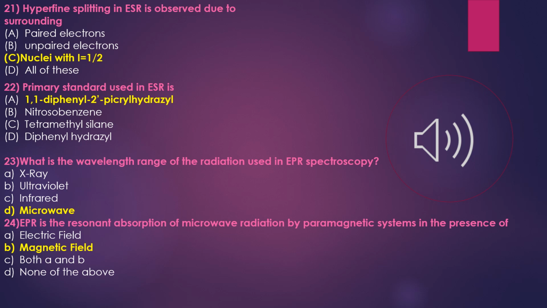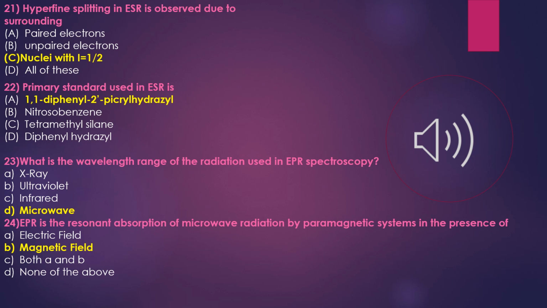The answer is C. 22. Primary standard used in ESR is A, 1,1-diphenyl 2-picrylhydrazyl, B, nitrosobenzene, C, tetramethylsilane, D, diphenyl hydrazine. The answer is A. Number 23. What is the wavelength range of the radiation used in ESR spectroscopy? A, X-ray, B, ultraviolet, C, infrared, D, microwave. The answer is D, microwave.